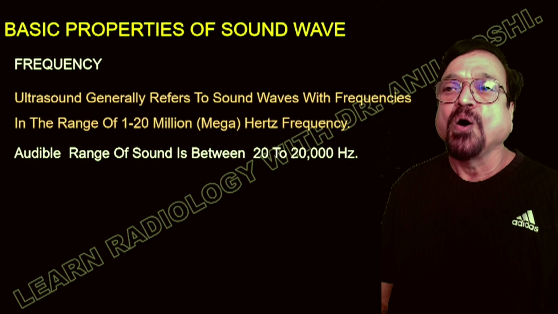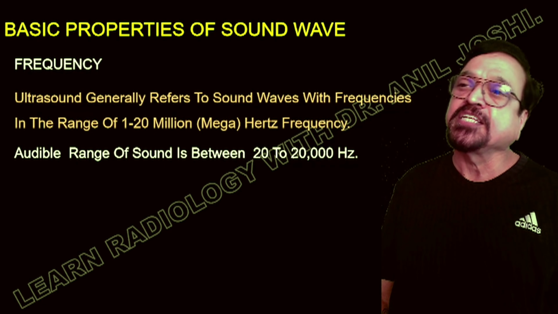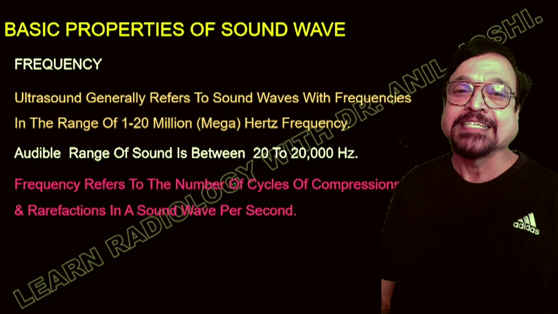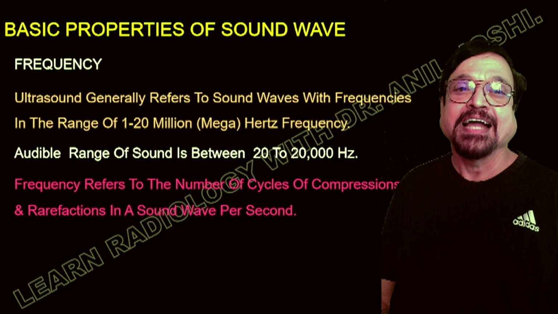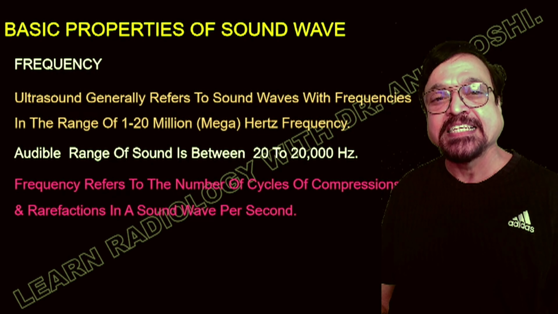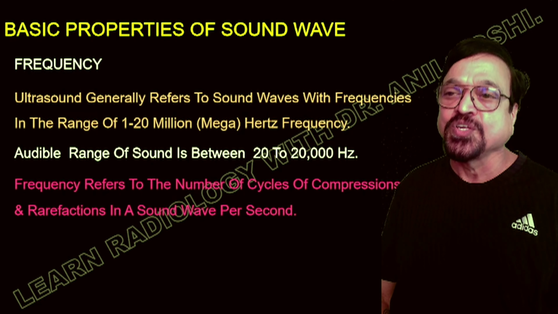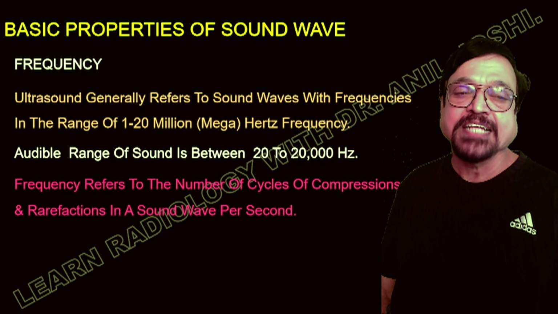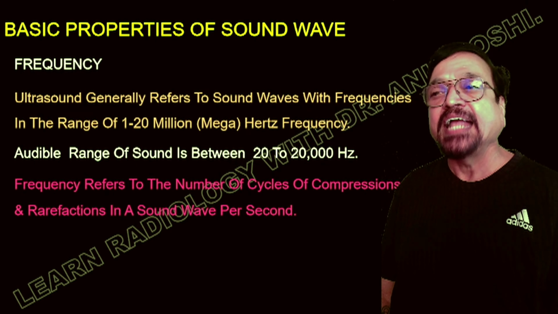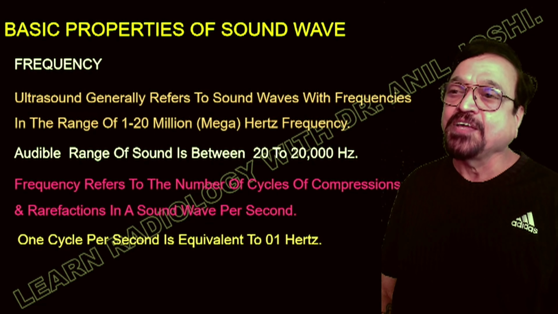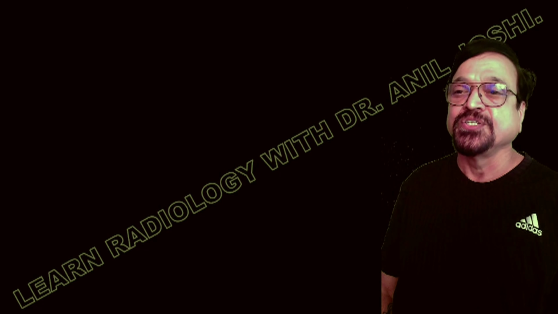Now, the audible range of sound is between 20 to 20,000 hertz. Please remember, these are hertz and not megahertz. Megahertz are the millions, and these are just hertz, what we hear. Now, the difference between what we hear, that is the sound waves, and ultrasound waves: frequency refers to the number of cycles of compressions and rarefactions in a sound wave per second. Now 1 cycle per second is equivalent to 1 hertz.